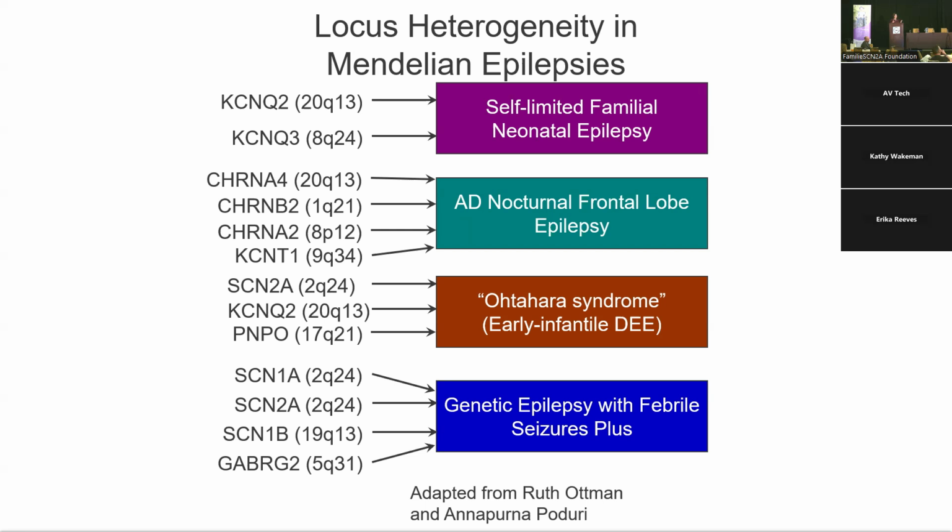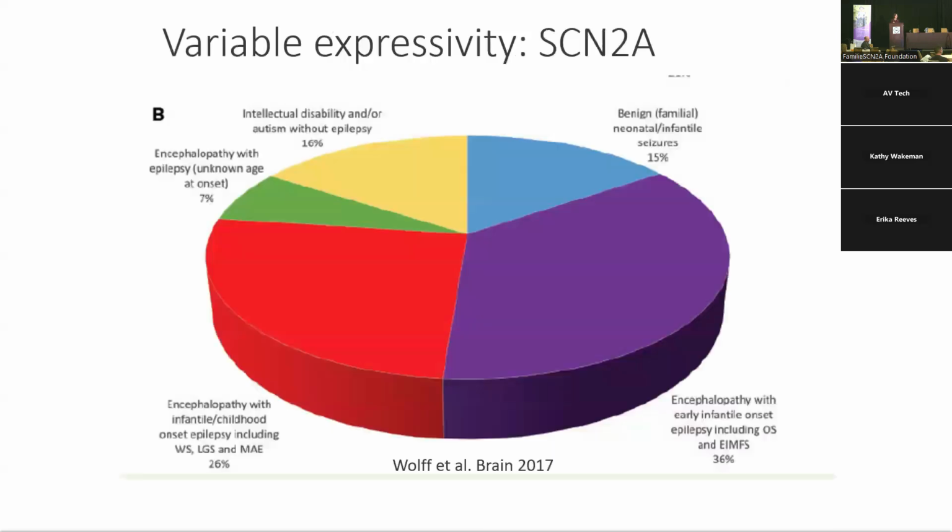There are also some syndromes that are starting to be gene-based. So we're getting there with SCN2A as well. But multiple different genes can cause the same syndrome. So you see SCN2A in a couple of places on this slide, for example.